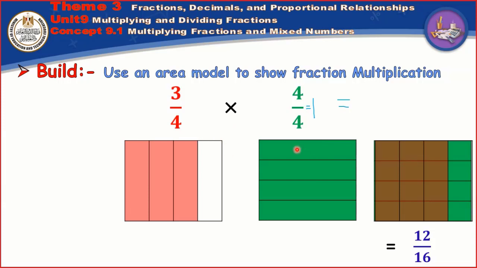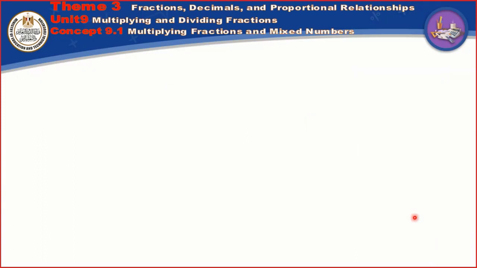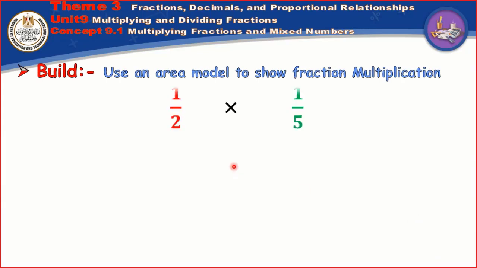So I can use multiplication as a new strategy to find an equivalent fraction. Okay, let's try it again by area model. I wanted to multiply half times fifth.